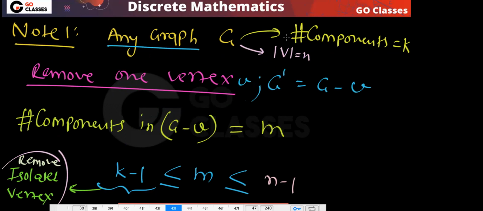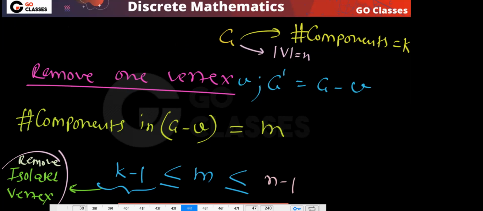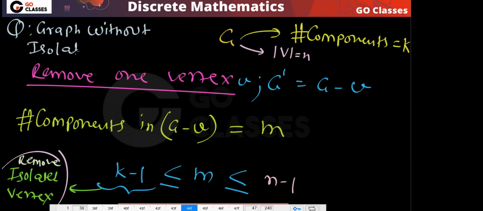To how many people is this clear? This is a GATE exam question, if you remember. We have already seen this question. In the same question, let's assume they tell you that there is a graph without isolated vertices, or they can ask you like this: a graph with minimum degree 1. So you have a graph G with minimum degree 1. It means there is no isolated vertex.